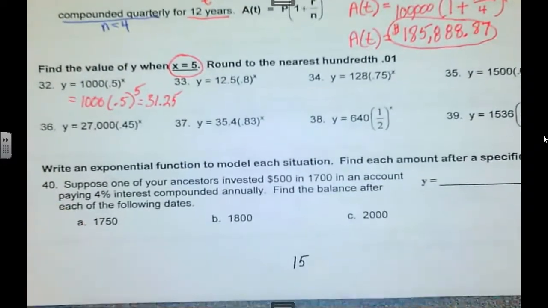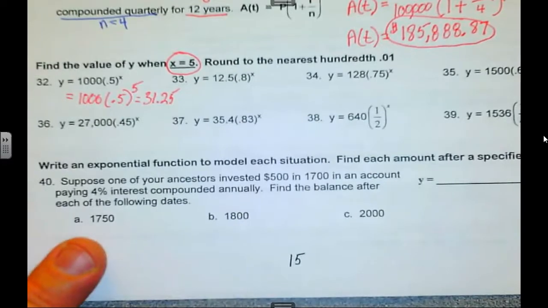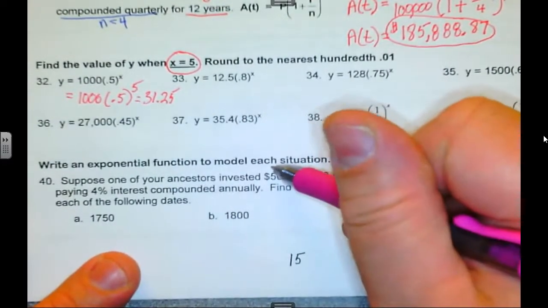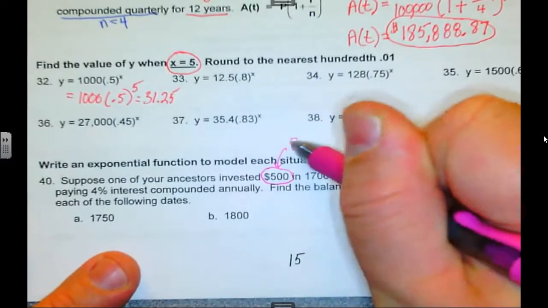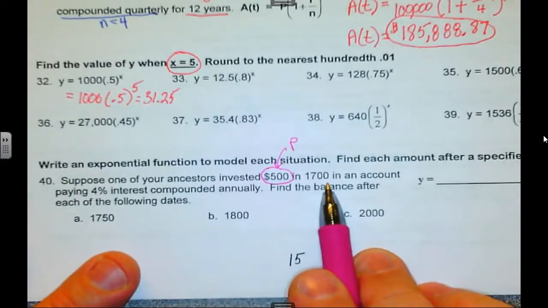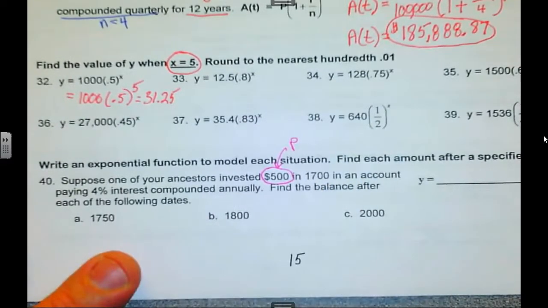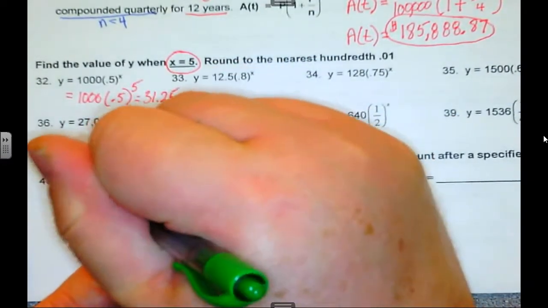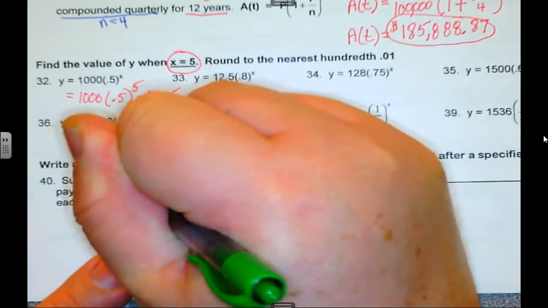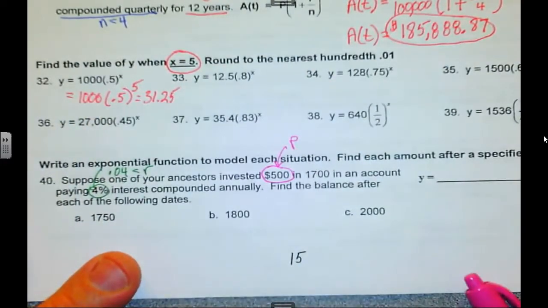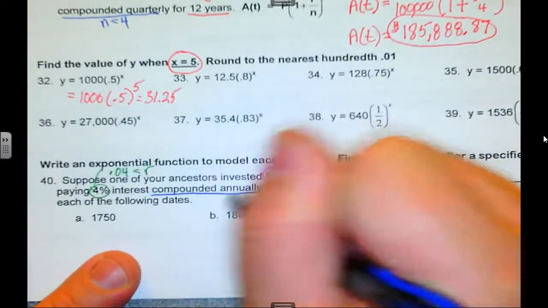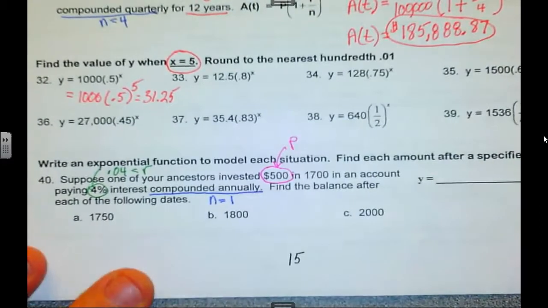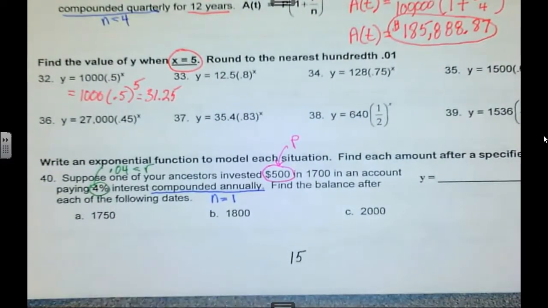Let's take a gander at number 40. I'm just going to write the T for you. So here's my P. Suppose one of your ancestors invested $500. That's my P. And $1,700 in an account paying 4%. It's my rate, 0.04. Compounded annually, so that's my N. What's my N? Annually? 1. Good. Find the balance after the following dates.